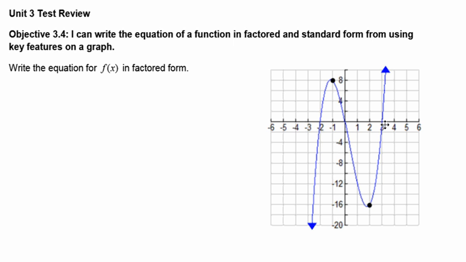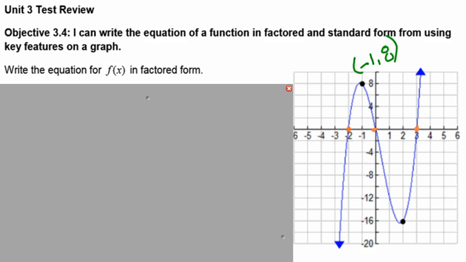We also want to look to see if there's any other points that we know the coordinates of besides the x-intercepts that we can use to help write the equation. And we can see we've got two options given to us. We've got (-1, 8). We also see (2, -16). I'm going to work with the (-1, 8) as a point to help me write my equation.